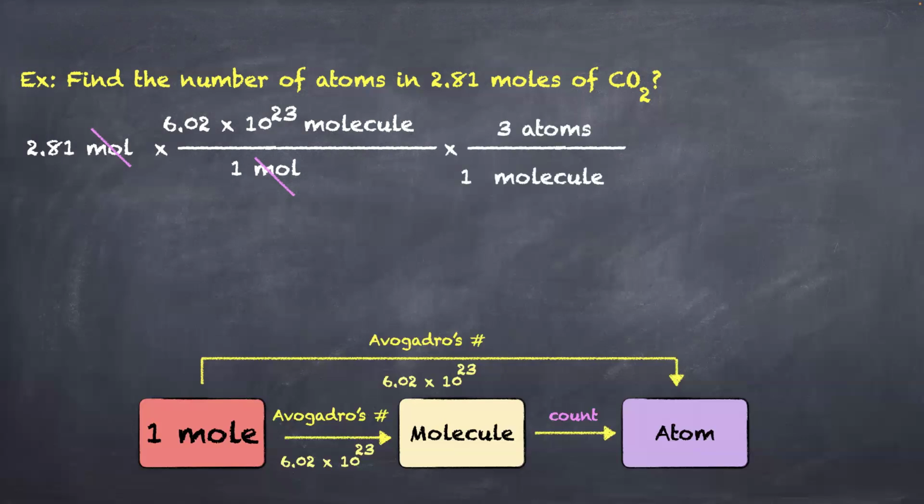So as I said, you have to count it here. For example, if we have 1 molecule of CO2, you can simply count and see how many carbons, how many oxygens there are. So in total, there are 3 atoms. So this way, molecule can cancel with molecule, and we end up getting the number of atoms in this whole CO2 once we have the number of moles of CO2.